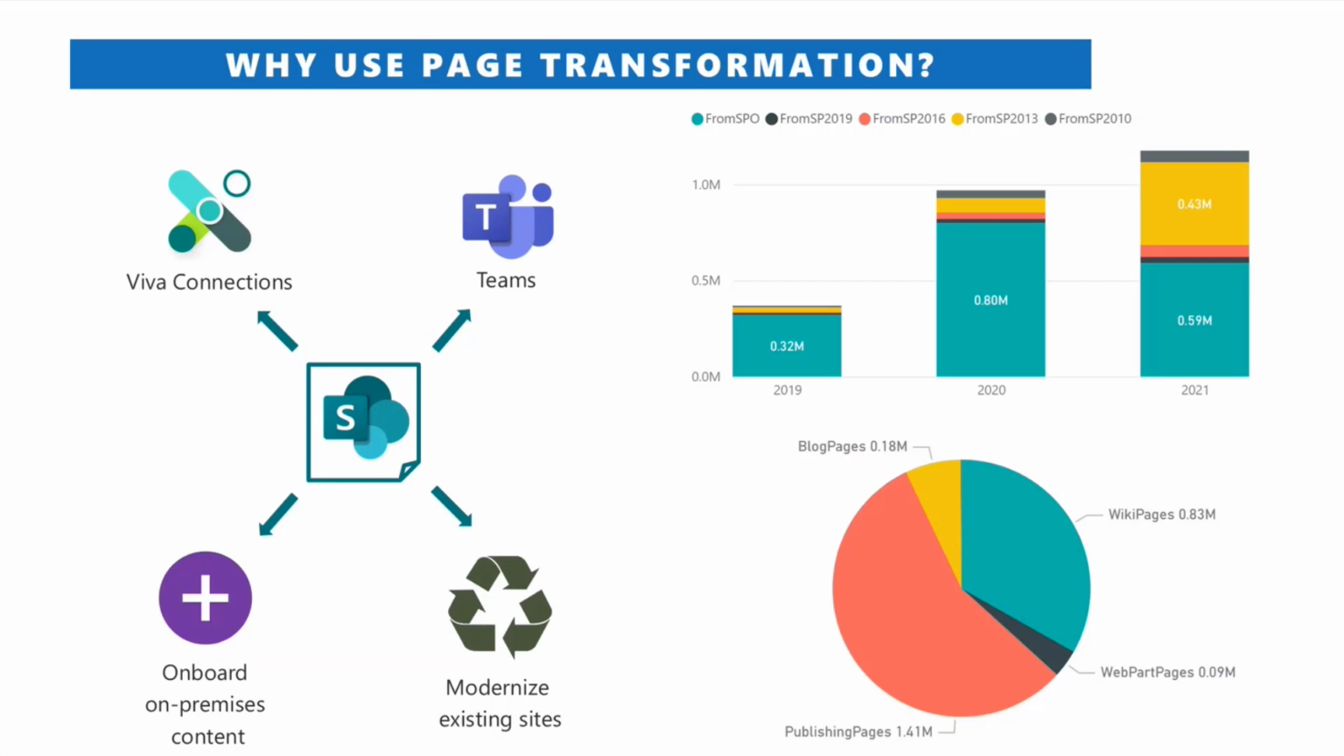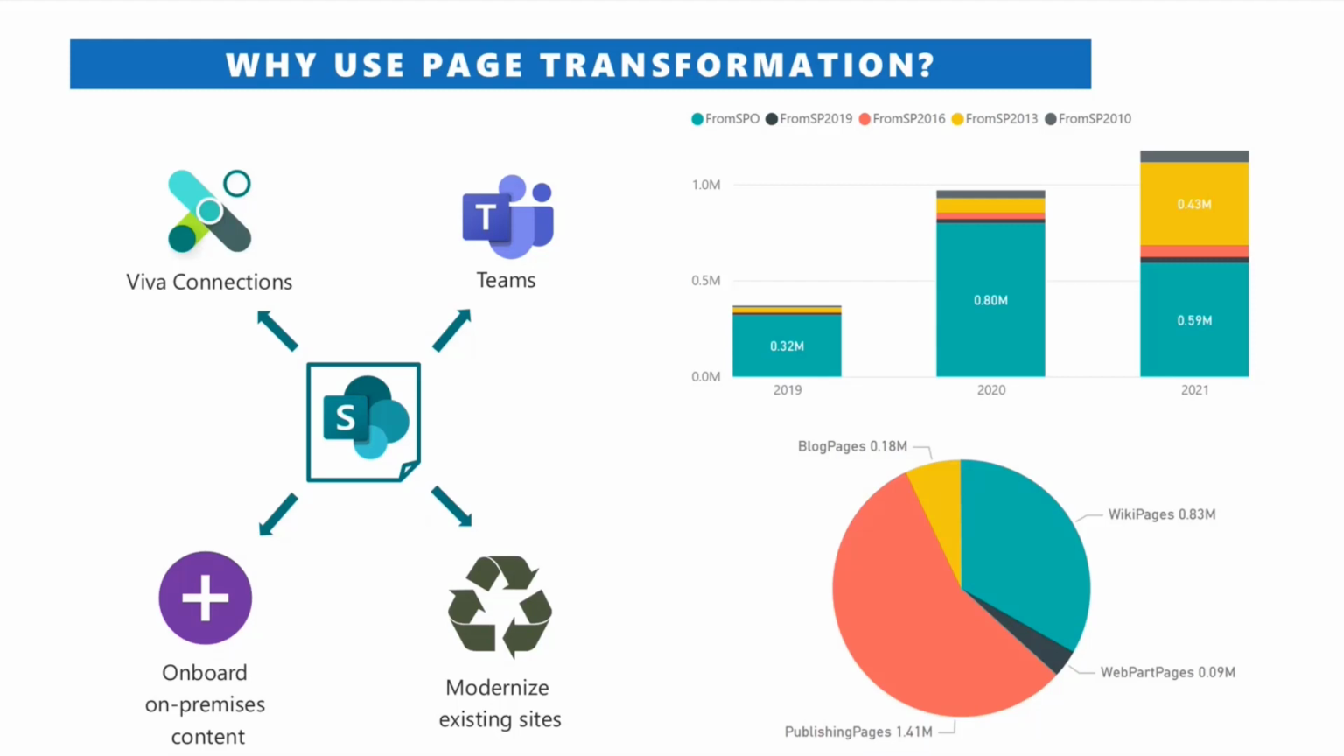You can also modernize existing pages. If you look at the right side of the graphs, this year we already had more than 1 million pages modernized. And a big chunk of those pages came from on-prem. If you have an on-premises SharePoint portal or on-premises SharePoint sites, classic migration tools don't give you a modern result when you migrate that. So with page transformation, you can, for example, read your classic publishing pages from your classic on-premises portal and build a modern portal in SharePoint Online.